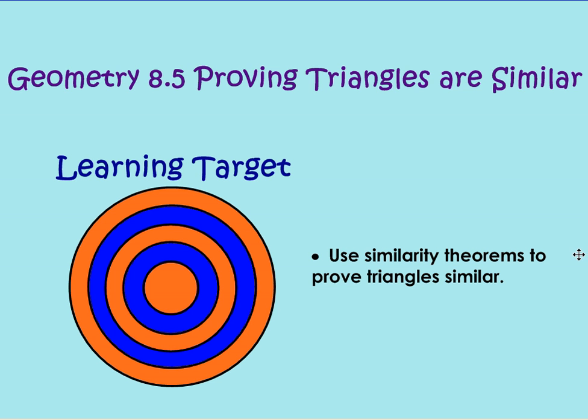Geometry, section 8.5, proving triangles are similar. Last section we talked about how we can prove triangle similarity using the angle similarity postulate, and this time we're going to add two more.